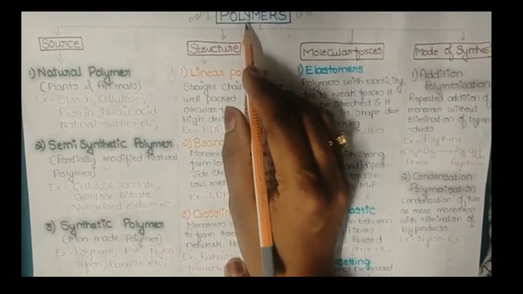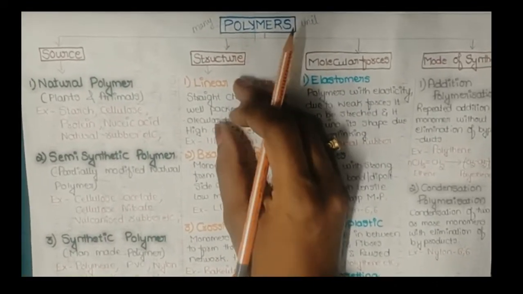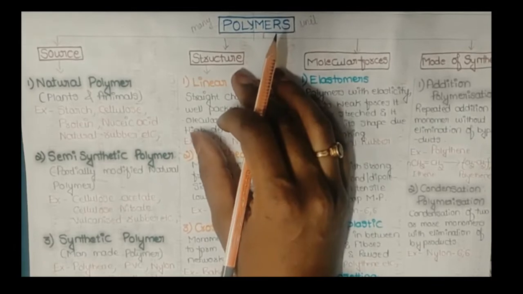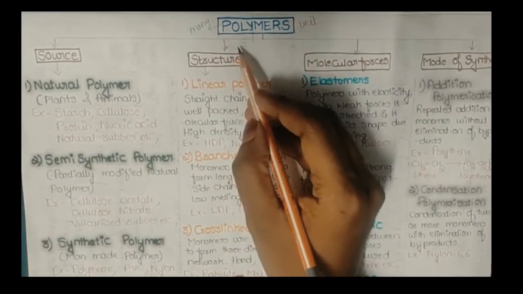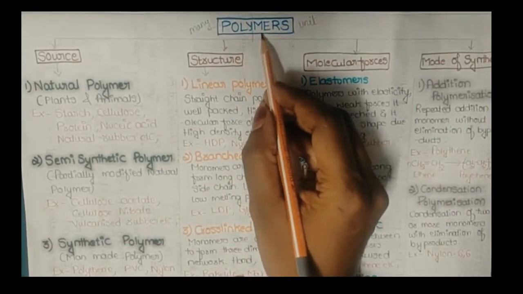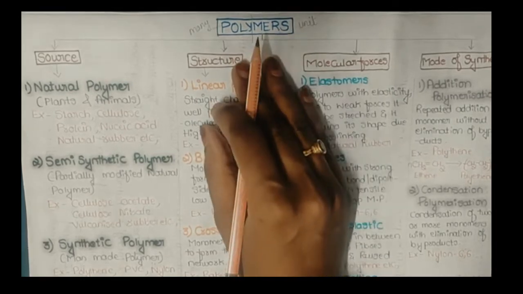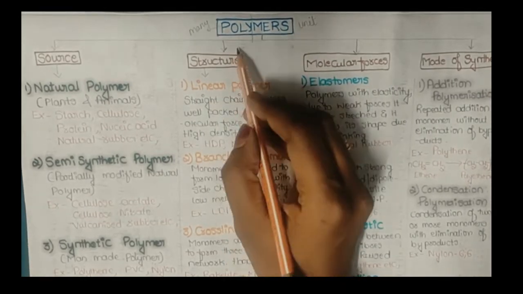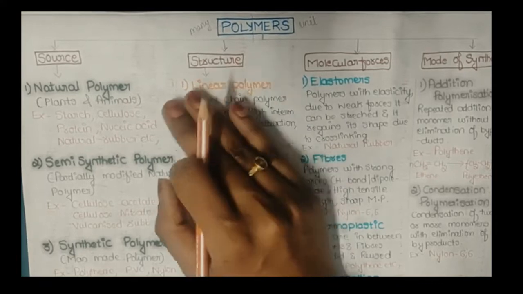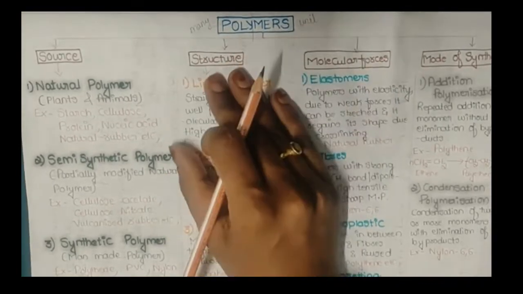So what is a monomer? A monomer is a repeating unit which, when repeated several times, will end up with a polymer. And what do you mean by polymerization? It is a process of converting a monomer into a polymer.